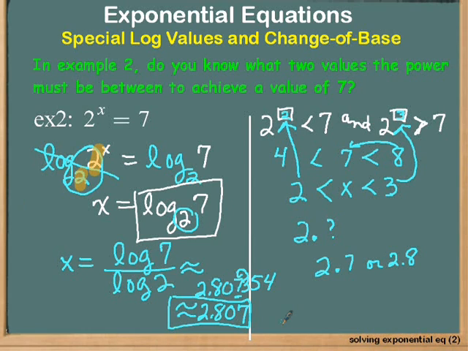So how did we do? Did we come close to our estimation of thinking that that number would be somewhere around 2.7 or 2.8? I think we did a great job. So that's what logs do for us. They find the value of the exponent, and look at how technical we can get just by going ahead and using some log functions here.